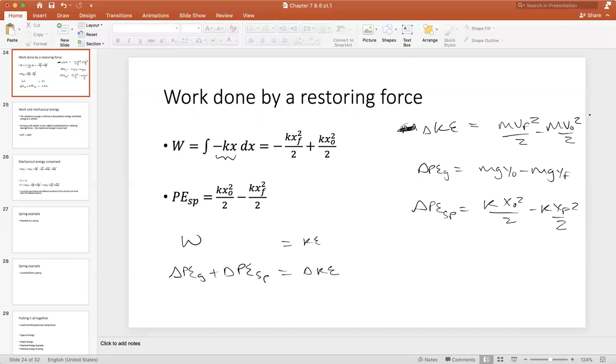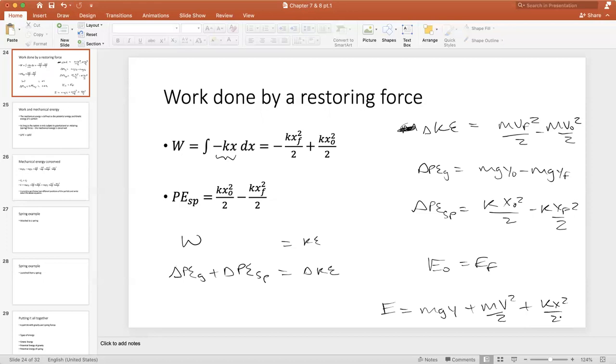And again, we can put all the initials in one energy and all the finals in another energy, and we'll get energy initial is equal to energy final. And then we can solve problems. So what we're doing is, before we wrote that our energy was mgy plus mv squared over 2, and we did that at every position we cared about. Now we're going to include this kx squared over 2 term as well. And that's it. That's all we have to do in chapter 7 and chapter 8.